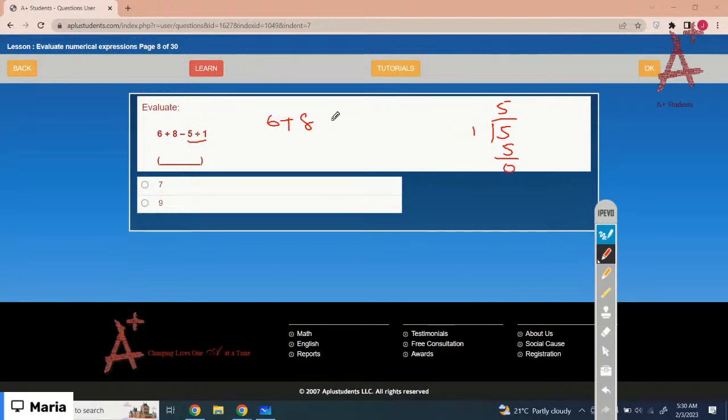It would be 6 plus 8 minus 5. Now from left to right, you have to do addition. 6 plus 8 is 14, and 14 minus 5 equals 9. So the correct option is 9. Got it?